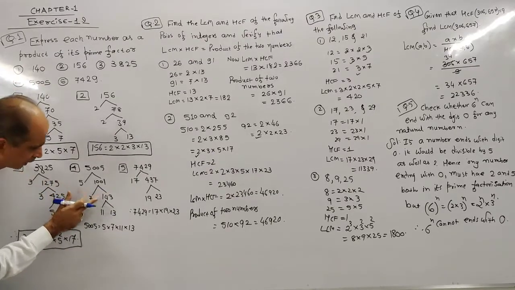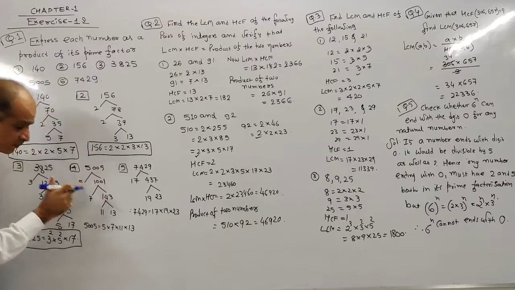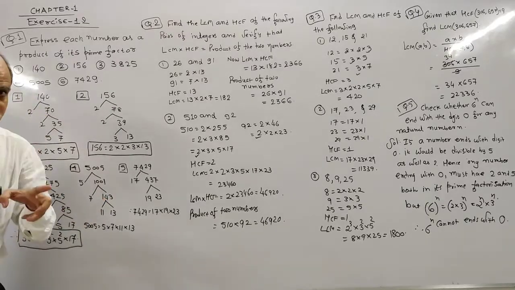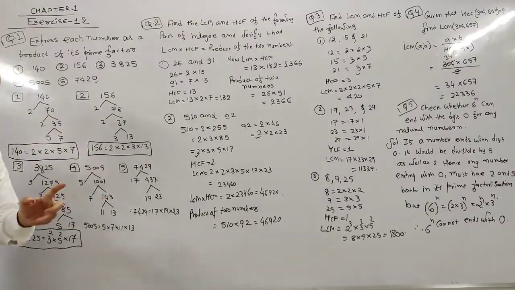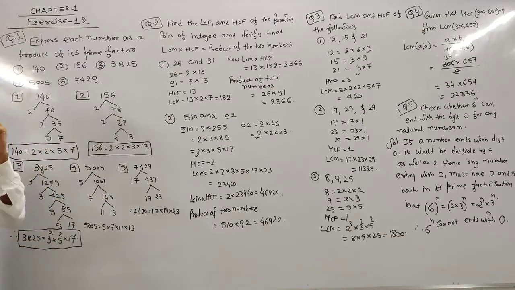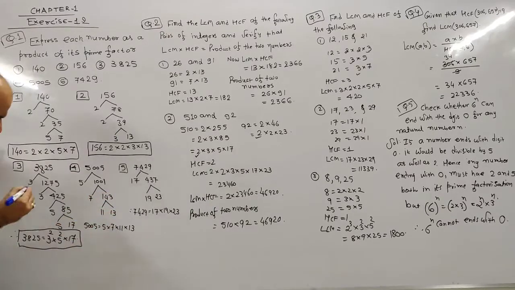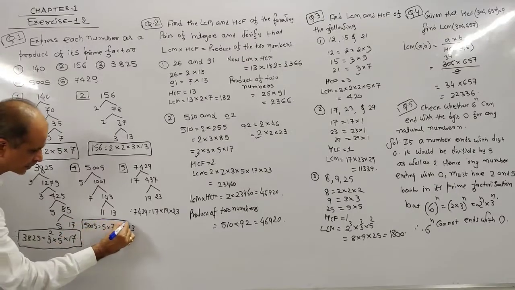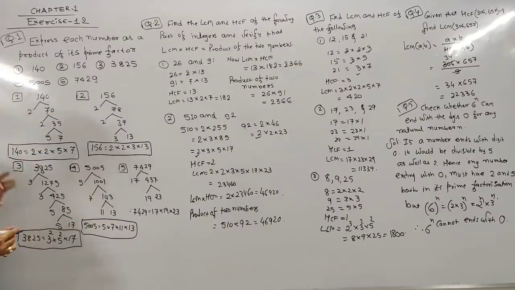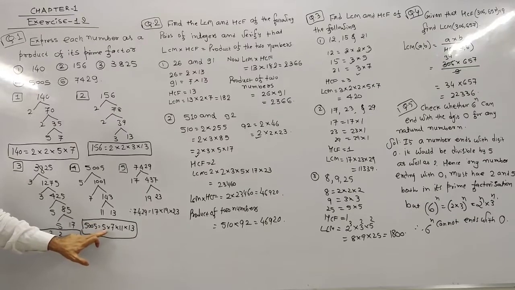So 143. 3 plus 4 is 7, not divisible by 2, not divisible by 3, not divisible by 5, not divisible by 7, but directly divisible by 11. 11 ones are 11, 3 and 3, 33, 11 threes are 33, and that's why the prime factorization of 5005 is 5 into 7 into 11 into 13.